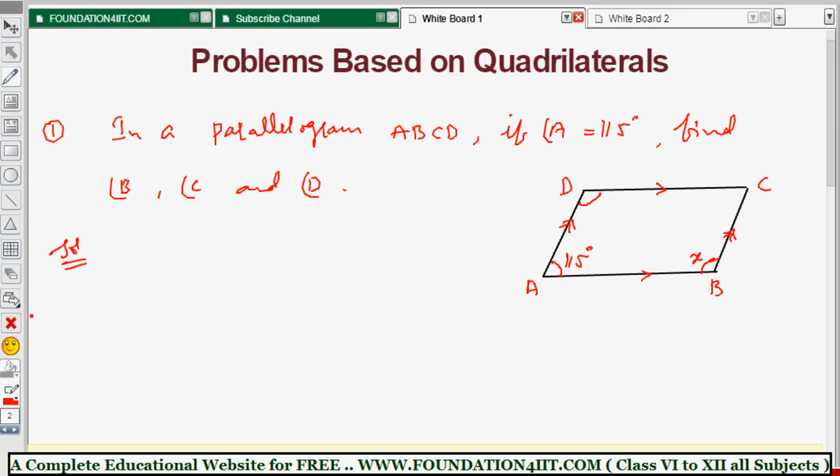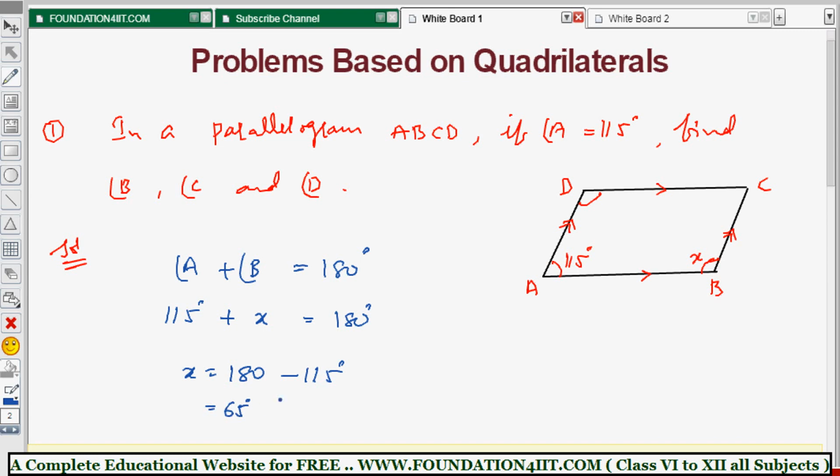According to this property, angle A plus angle B equals 180 degrees because they are co-interior angles. Always the sum of adjacent angles, co-interior angles, is 180. Angle A is 115 degrees plus angle B, which I took as X, equals 180 degrees. Then X equals 180 minus 115, which is 65.